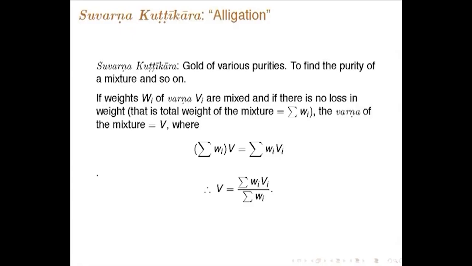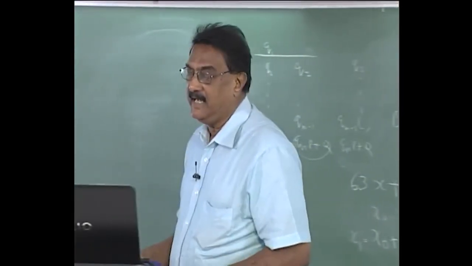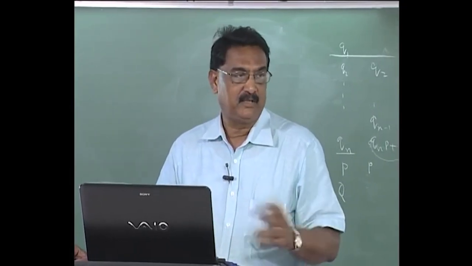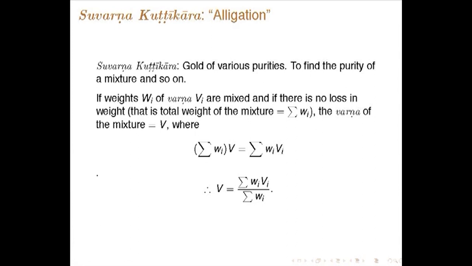Similarly, Suvarna Kutti Kara. You have gold of various purities, what we now call 24 carat, 22 carat, like that. The measure of purity is called Varna. So, if weights Wi of Varna Vi are mixed, and if there is no loss in weight, then the total weight of the mixture is this, and suppose the Varna of the mixture is this. So, various Varnas are mixed. What is the Varna of the mixture? Clearly, the total amount of pure gold will be the same in both if there is no loss. So, then this is the equation.